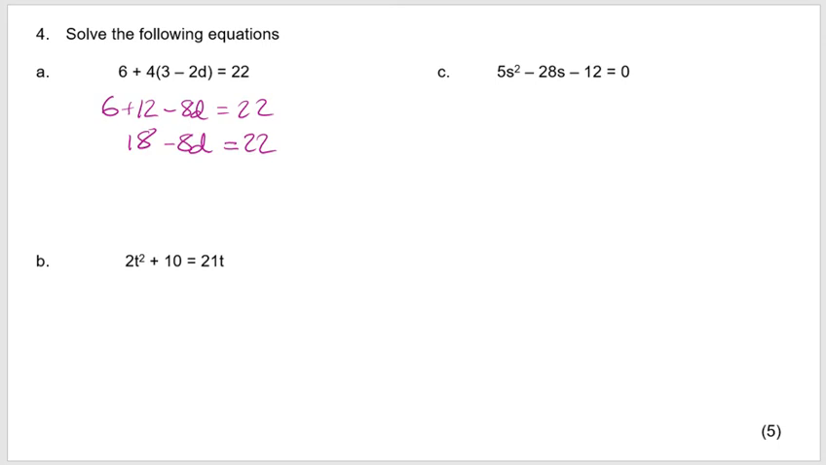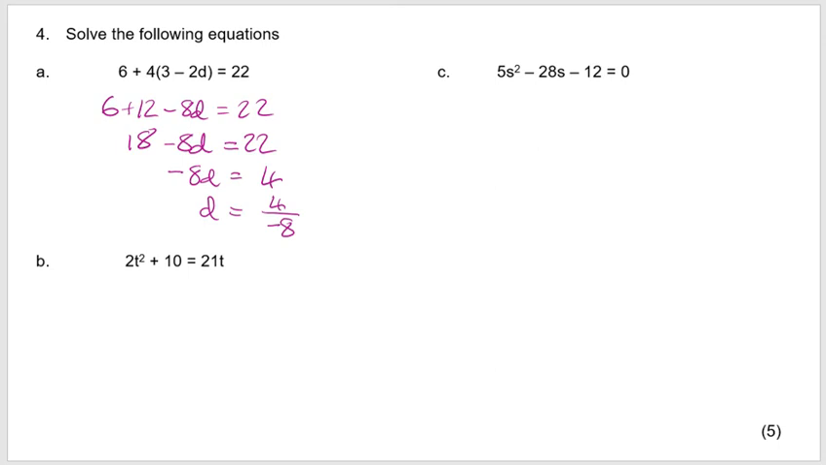This 18 term is positive, so I'm going to subtract it from both sides, giving us negative 8d equals 4. The negative belongs to the 8d, so it has to remain with the 8d. To remove the negative 8, because negative 8 is multiplying d, I'm going to divide by it. So 4 divided by negative 8 is what we'll have on the right hand side.